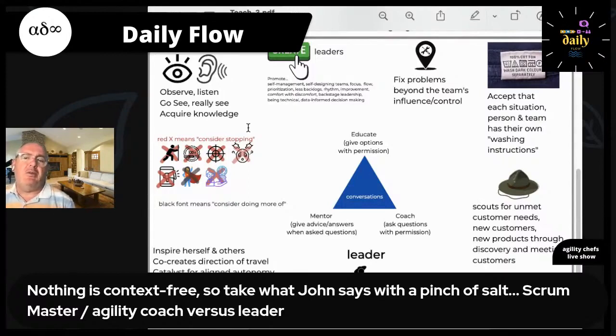A key difference, I would think, between a Scrum Master, agility coach, and a leader would be the leader would be scouting for unmet customer needs, would be scouting for new customers, new products, and they would do that through discovery. A good Scrum Master would support this, but a really good leader would understand that most ideas should never be born, actually. We should do experiments to assess whether some of these are really going to fly or not, and even then they might not fly. But we try to use evidence to inform our decision making.